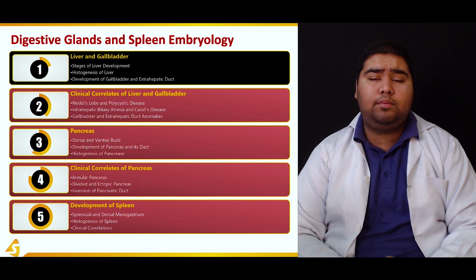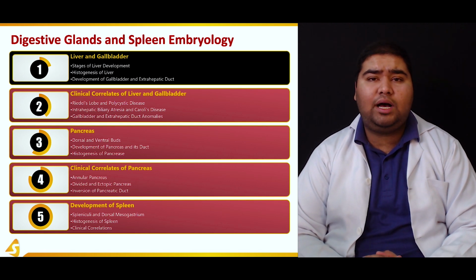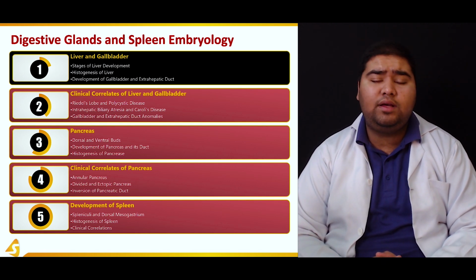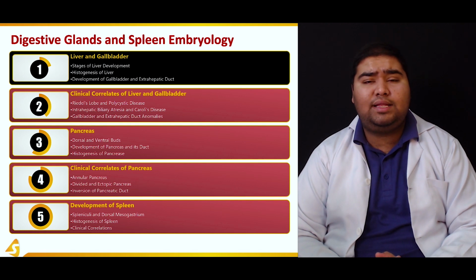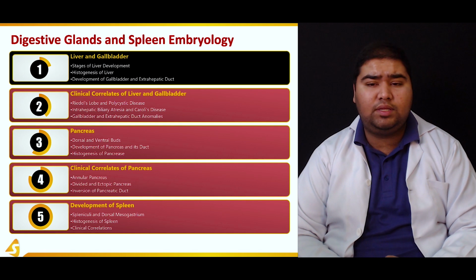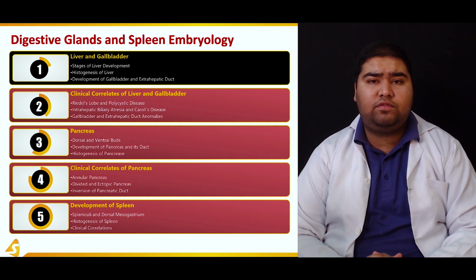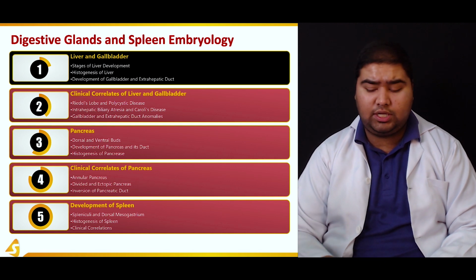We'll see how the gallbladder is formed, how the various ducts within the liver as well as the extrahepatic biliary tree outside are formed, and finally we'll talk about the histogenesis of the liver, that is how the various components of liver are formed embryologically.